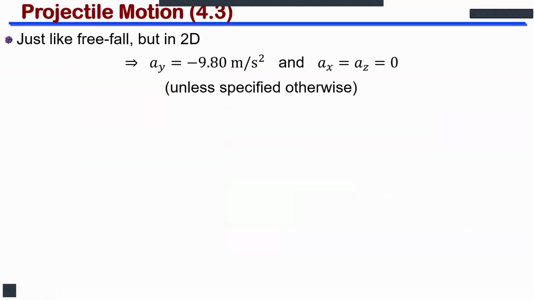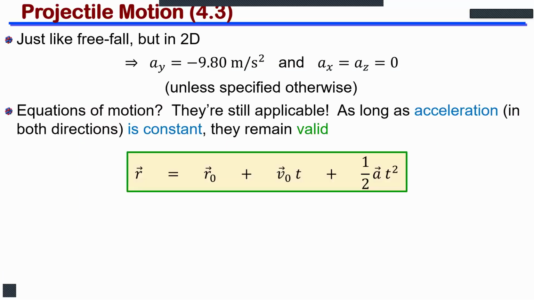We are talking about projectile motion. This is just like free fall, but in 2D now. Just like free fall, the acceleration is the acceleration due to gravity. It has magnitude 9.80 meters per second squared, and it points down. So in terms of the components of that vector, that means that a_y is negative 9.8, while a_x and a_z are 0. What about the equations of motion? Well, the same ones we had from before are still applicable as long as that acceleration is constant.